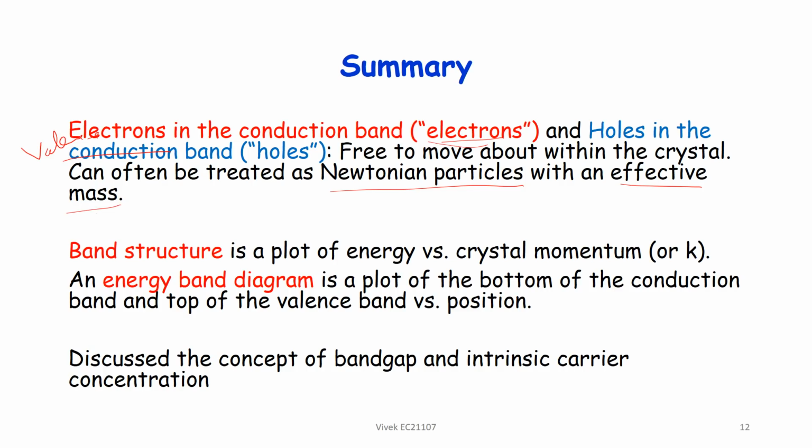Now there are two terms here, please remember. One is band structure, the other is energy band diagram. Band structure is basically the E-k diagram. It's a plot of energy versus momentum, h bar k. So that's why you see those curves here. But the energy band diagram is the plot of the bottom of the conduction band and the top of the valence band with position. So this is energy versus position, x or whatever. So we have discussed the concept of band gap and intrinsic carrier concentration.